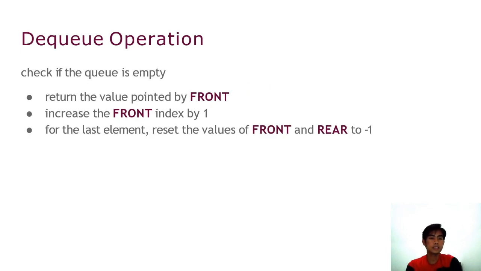Dequeue operation. Check if the queue is empty. Return the value pointed to by front. Increase the front index by 1. For the last element, reset the value of front and rear to -1.